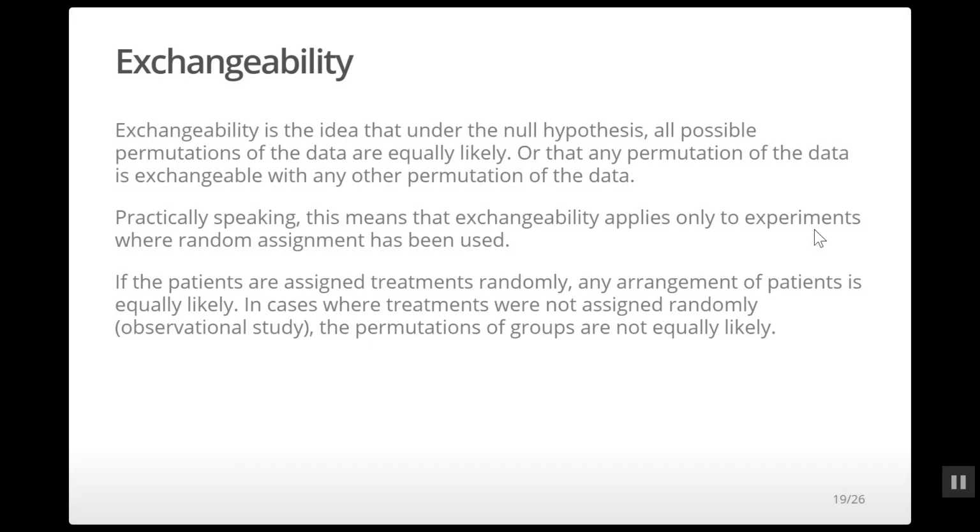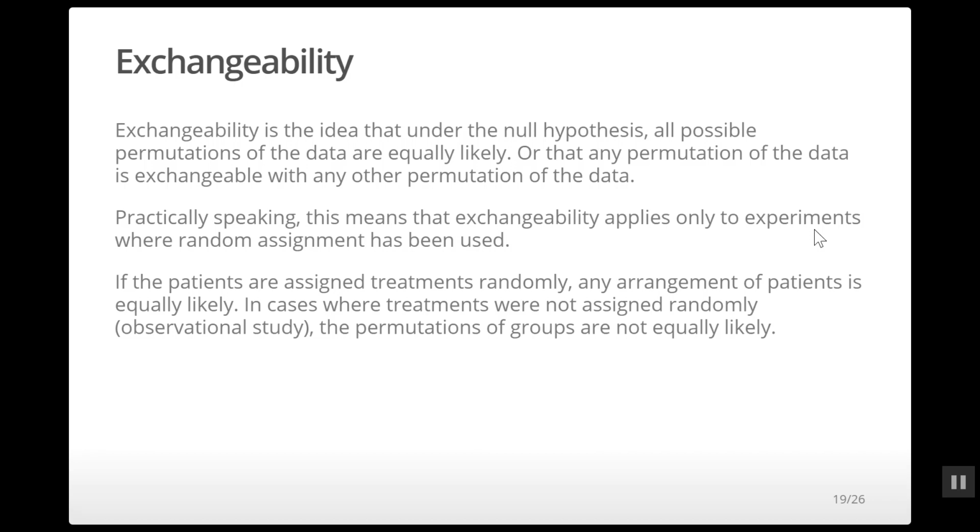Anyway, all to say, we're talking about randomization tests. We're talking about this concept of exchangeability. Exchangeability is the idea that under the null hypothesis, all possible permutations of the data are equally likely, or that any permutation of the data is exchangeable with other permutations of the data. That was a mouthful. What that basically means is that this concept of exchangeability applies to experiments where random assignment has been used.